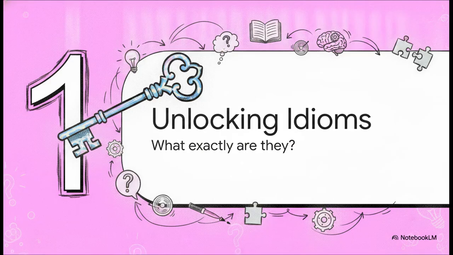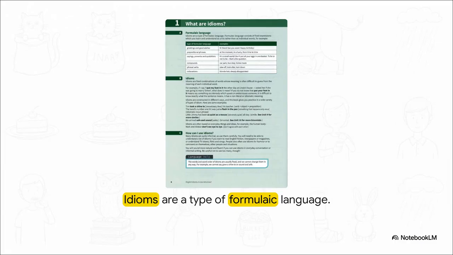Section 1, Unlocking English Idioms. What exactly are they? Well, before we start using them, we really need to understand where they fit into the English language. Now, what's really interesting here is that idioms don't just exist on their own. They actually belong to a much broader family called formulaic language. This family includes everyday greetings like happy birthday, prepositional phrases like in a hurry, and phrasal verbs like take off. We learn all of these expressions as complete, fixed units, rather than trying to build them word by word. Idioms are just a very special, highly colorful branch of this exact same family tree.